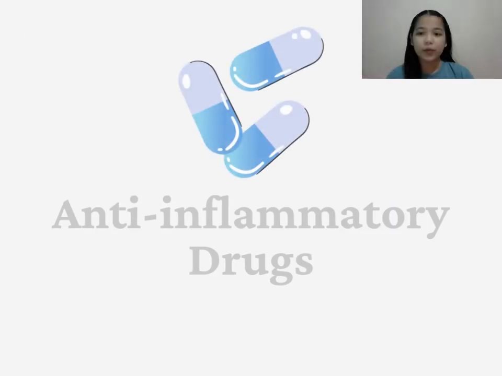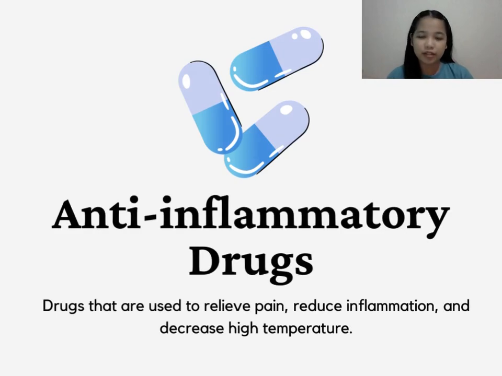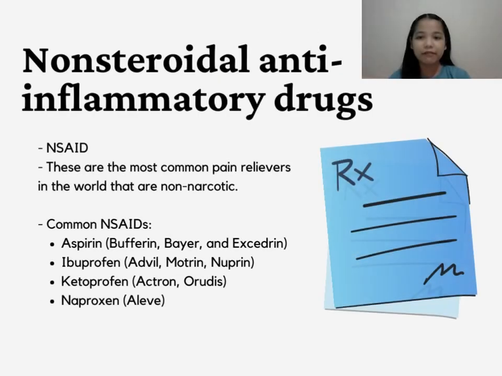We are now onto the anti-inflammatory drugs, which are used to relieve pain, reduce inflammation, and decrease high temperature. There are two types of these drugs, the NSAIDs and the corticosteroids. Let's tackle them separately. Let's have first the NSAIDs, or the non-steroidal anti-inflammatory drugs. They are the most common pain relievers in the world that are non-narcotic.